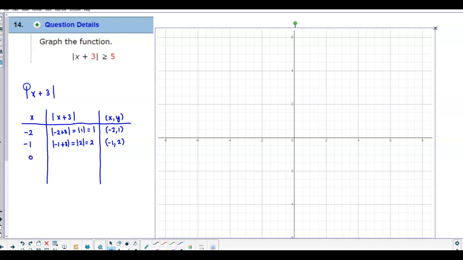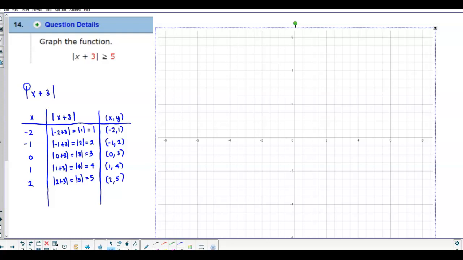If we pick 0, we have the absolute value of 0 plus 3, which gives us the absolute value of 3, which is equal to 3. So we have 0 and then 3. If we go to positive 1, we have the absolute value of 1 plus 3, which gives us the absolute value of 4. So that's 4, so we have 1 and then 4. If we pick the value of 2, the absolute value of 2 plus 3 gives us 5, and the absolute value of 5 is 5. So we have 2 and then 5.